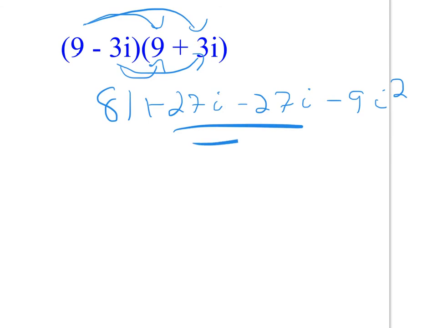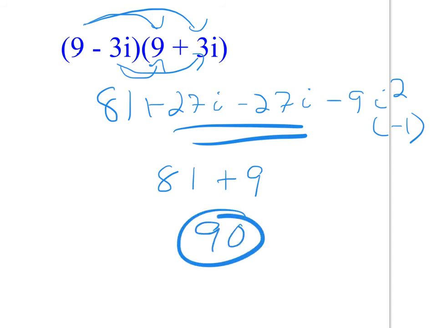Okay, again, we see that my middle terms will cancel. Negative 9i squared is negative 1, so this becomes positive 9. 81 plus 9 is 90.